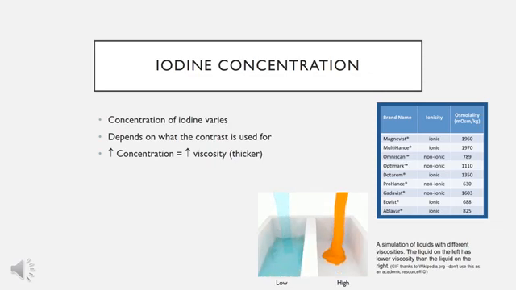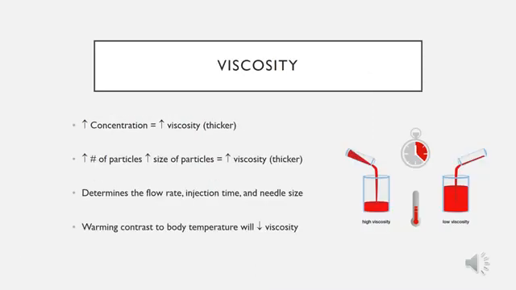The amount of iodine also influences the toxicity of the contrast agent. The higher the concentration of the iodine, so the more iodine atoms within the molecular composition, the more toxic the contrast is considered. So if we have an increased concentration of iodine, we have a thicker contrast agent, or an increase in viscosity.